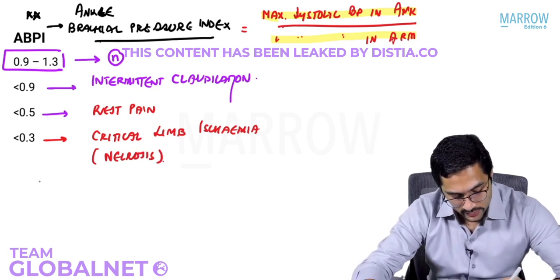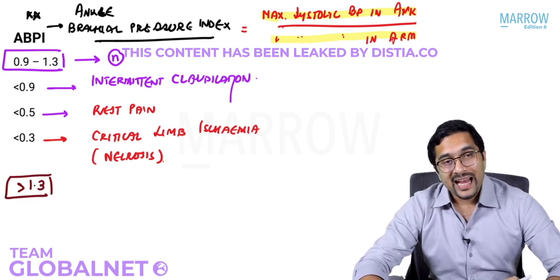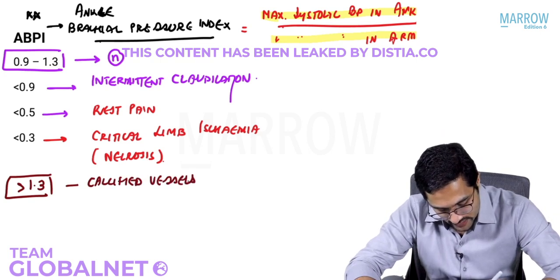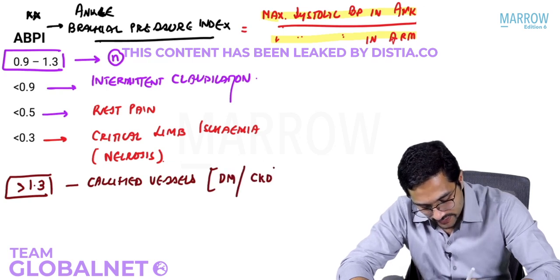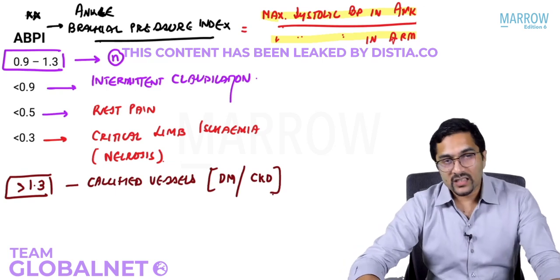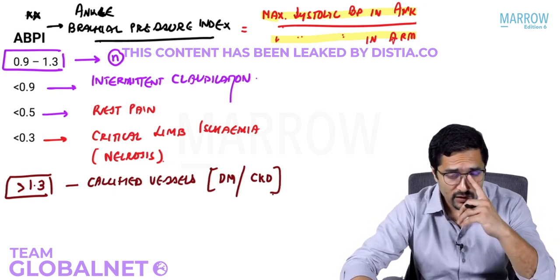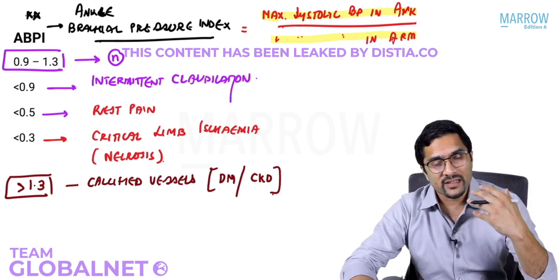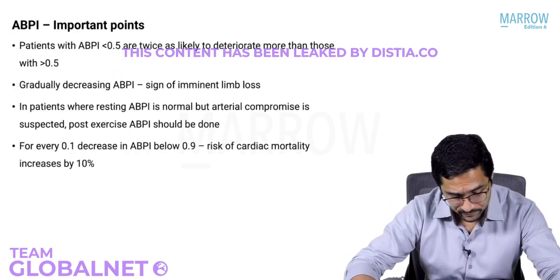Also, you should know that sometimes you can get a high value of ABPI as well. A high value of ABPI is seen in patients with calcified vessels, and this is usually seen in patients with diabetes or chronic kidney disease. So these values of ABPI you should remember for the exam as they've been asked frequently. There are certain other points which I want you to remember, which have been written in both Bailey and Sebastian regarding ankle brachial pressure index.